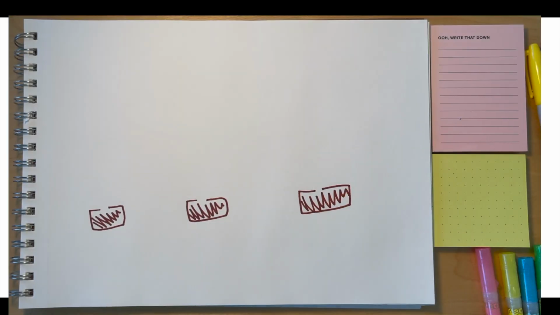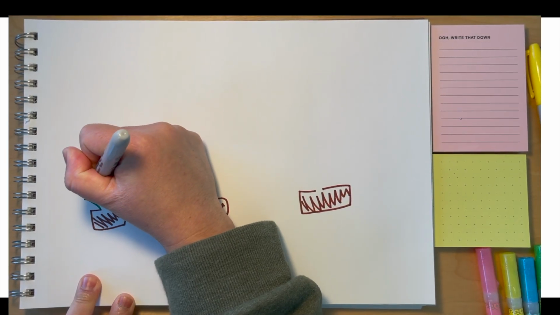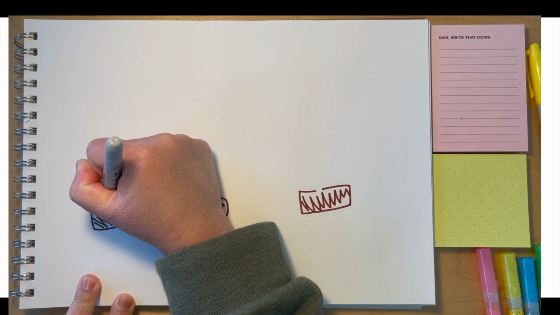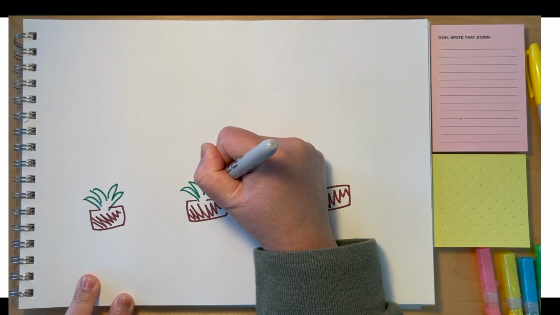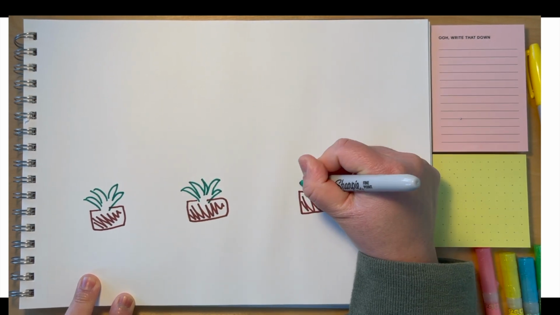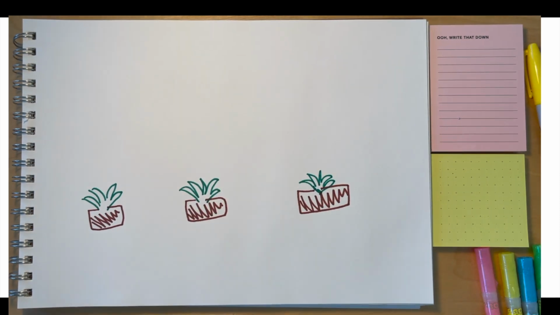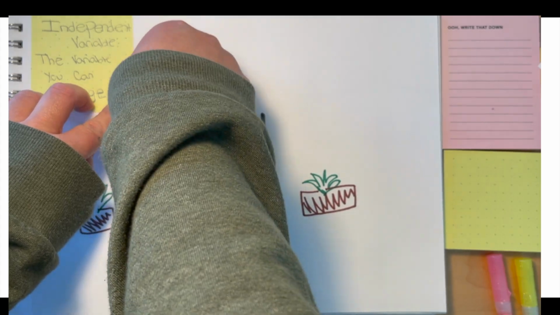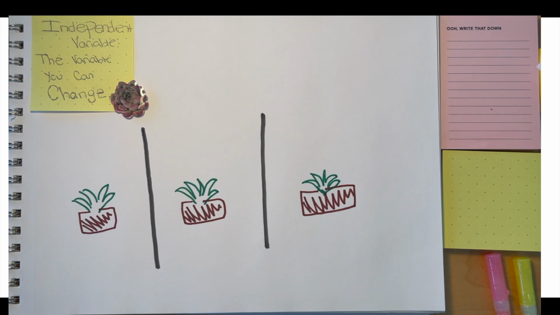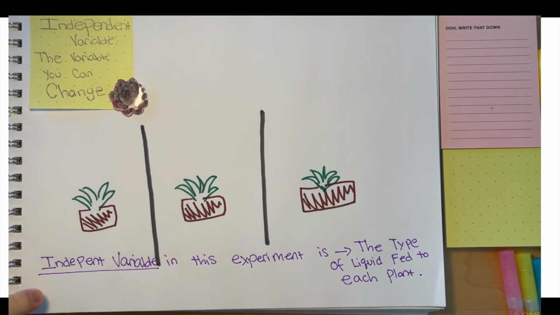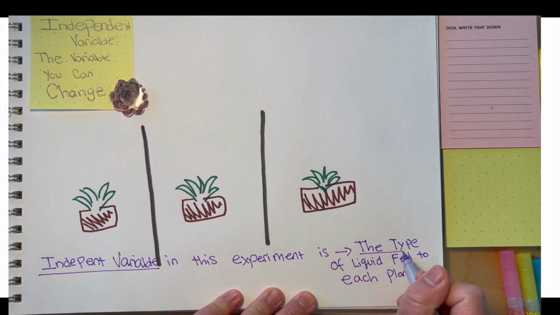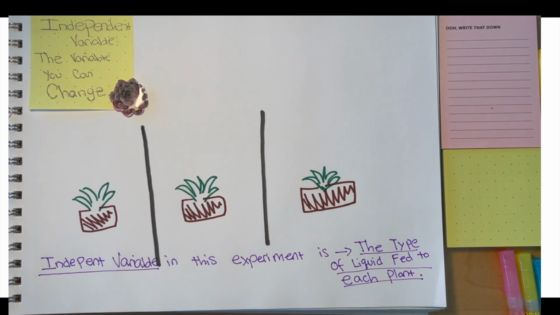Okay, so let's say, for example, we are conducting an experiment on a few plants. We have 3 plants here, and let's say we want to know if feeding them a different type of liquid will change the results of the way they grow. The independent variable is the one thing that you can change in an experiment. It's the one thing that we will manipulate. And in this case, it's the type of liquid we're using on each plant. This independent variable is going to be manipulated or changed in each plant.